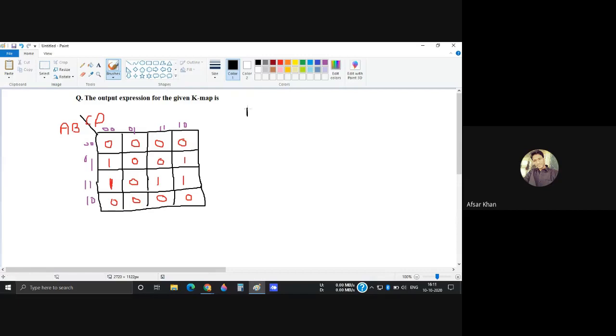And the options are: option A, B bar plus BCD. Option B is BD bar plus AB. Option C is B bar D plus ABC. Option D is BD bar plus ABC.